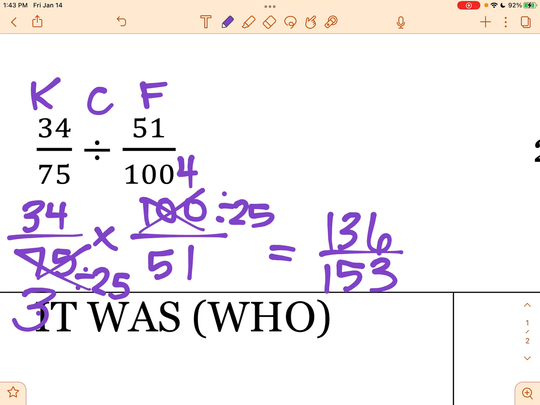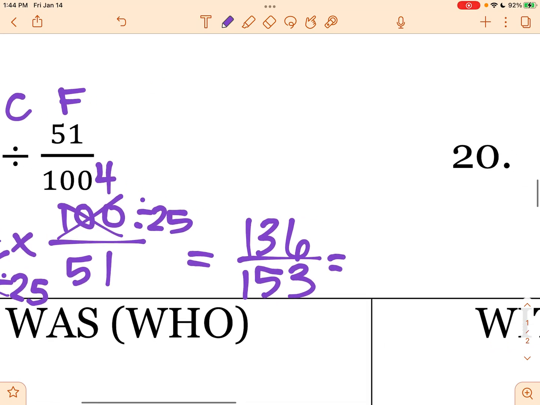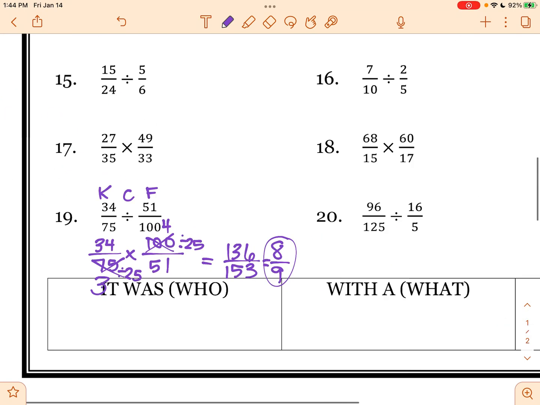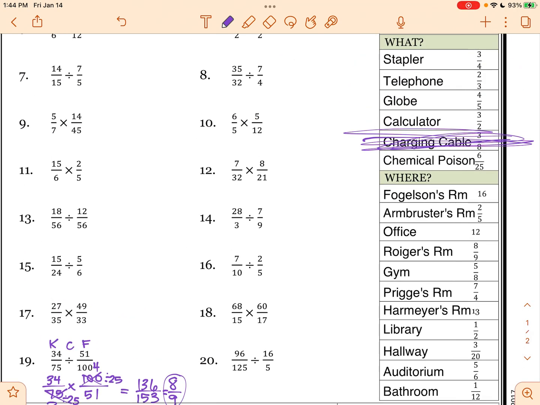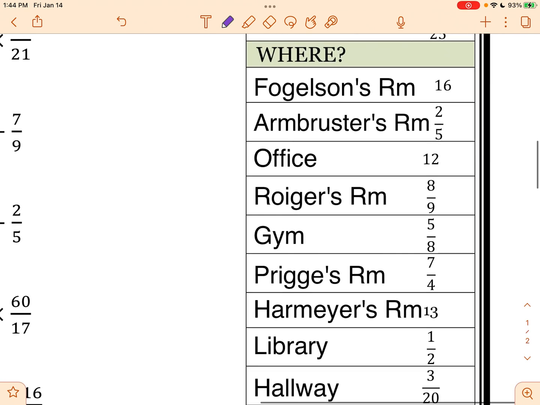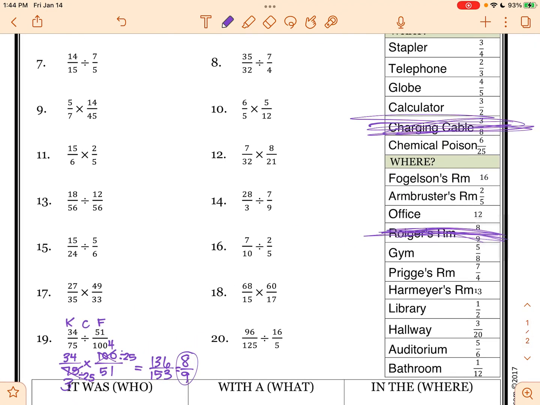Now these numbers are huge. You probably don't know what we could simplify these numbers by. So I'm going to tell you what your simplified answer is to make it a little easier on ourselves. Your simplified answer is 8 over 9. So now let's find 8 over 9 in our list. Here it is. It's Mr. Royger's room, so cross that off. Mr. Frack was not killed in Mr. Royger's room.